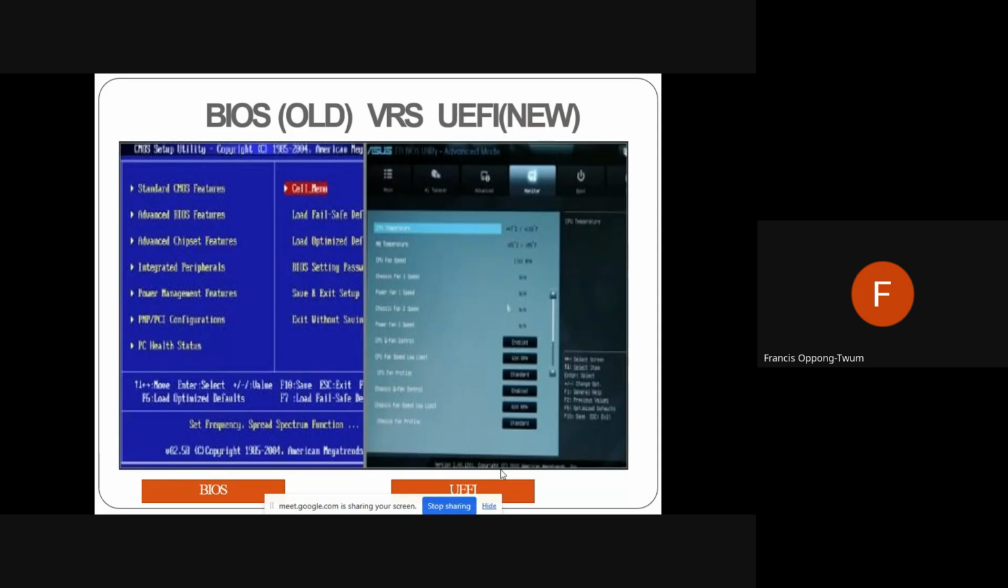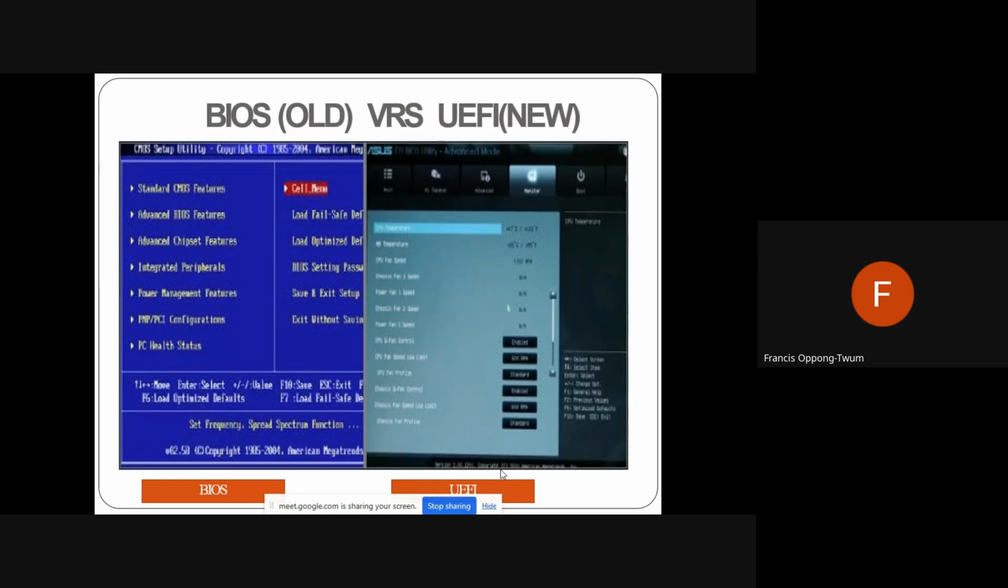Anytime you want to see the BIOS, put your computer off completely. Put your hand on the power button, then use either F5, depending on the computer, sometimes F8. Then the BIOS will load for you to see.